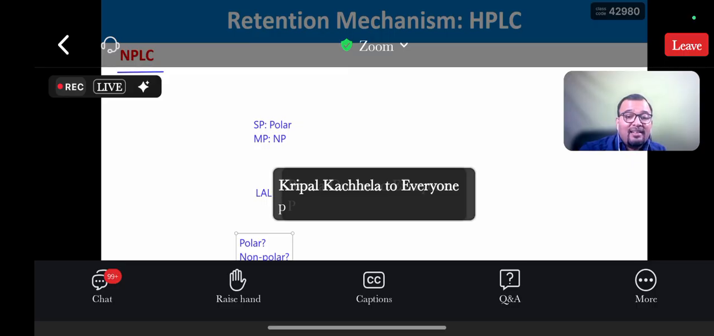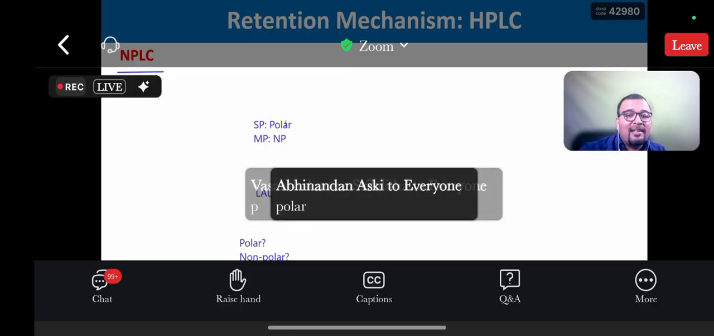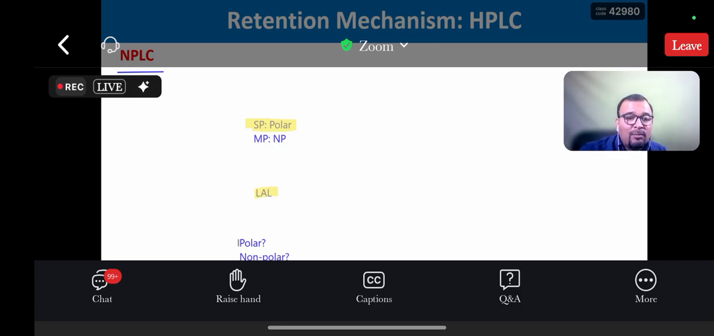Because understand, the stationary phase is going to retain the compound. It is polar in nature. We know that like attracts like. So in this case, do you think the polar compound will have more retention in NPLC? Yes or no? Type in "polar" in the comment box if you now understand.